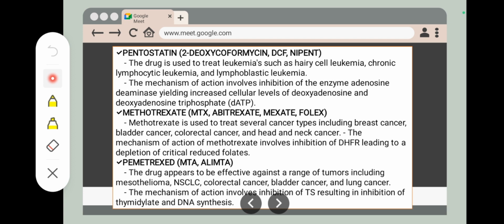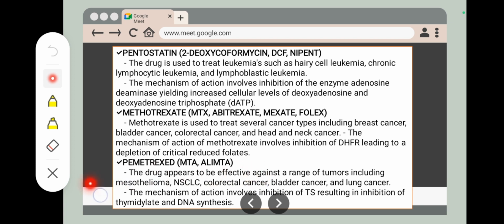Next drug is known as methotrexate, with the initials MTX, also known as Abitrexate, Mexate, or Folex. So this drug is used to treat several cancer types, including breast cancer, bladder cancer, colorectal cancer, and head and neck cancer. And the mechanism of action of methotrexate involves inhibition of DHFR, leading to a depletion of critical reduced folates.